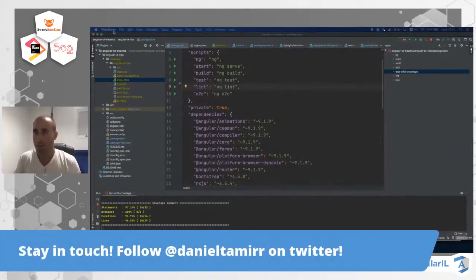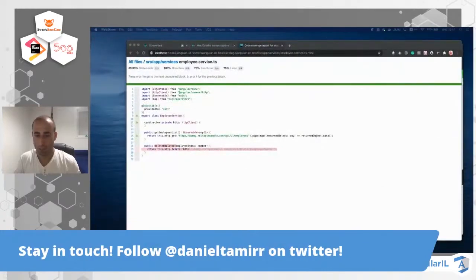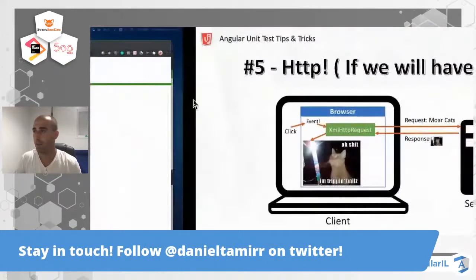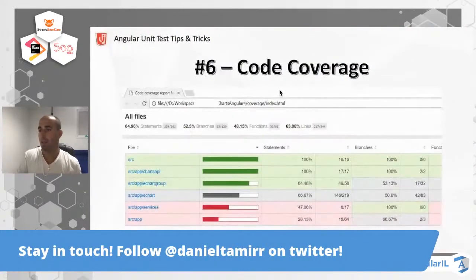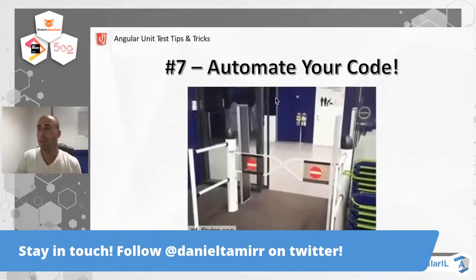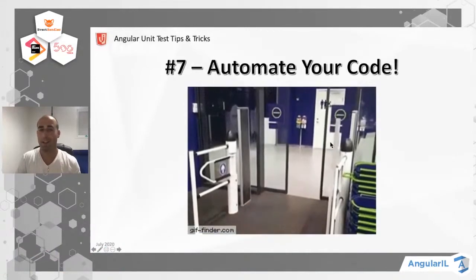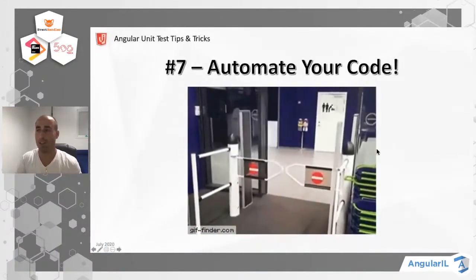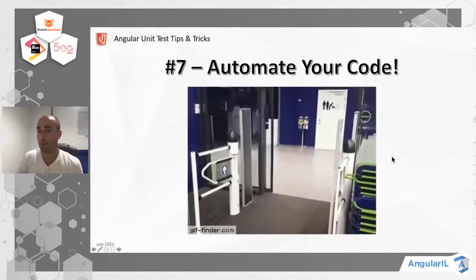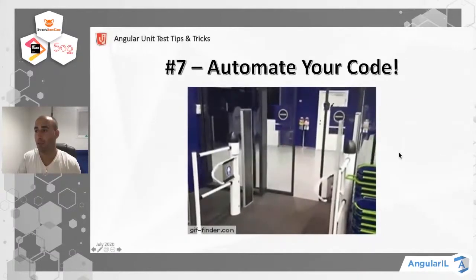That's it, guys. Let's go back to the presentation. So we saw how to cover our code. The last tip I'm going to give you is to automate your code. It will help you ship much faster, know where you missed out, and track bugs more efficiently.